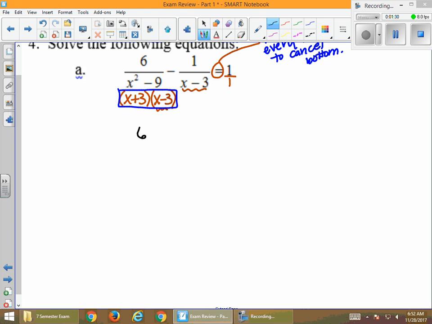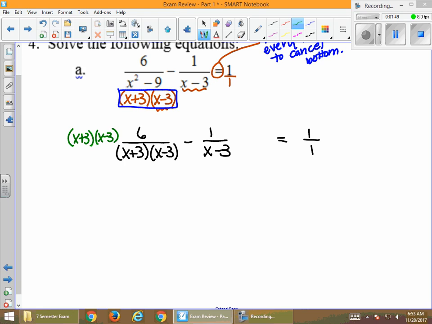So I'm going to give myself a little more room here. I like to write everything as a fraction. So I'm going to multiply by x plus 3, x minus 3. Again, we're not using a fancy form of 1 here because we're canceling our denominators. We don't need a fancy form of 1 because of our equal sign.